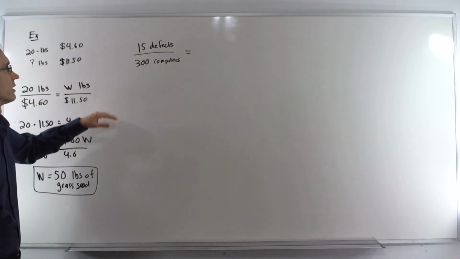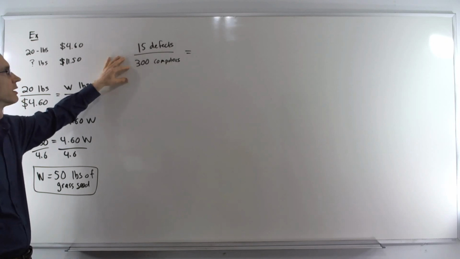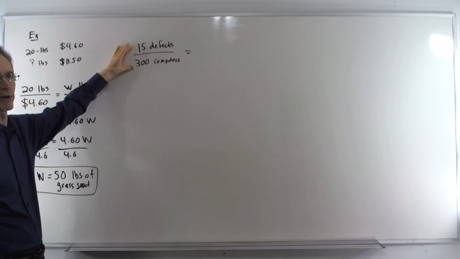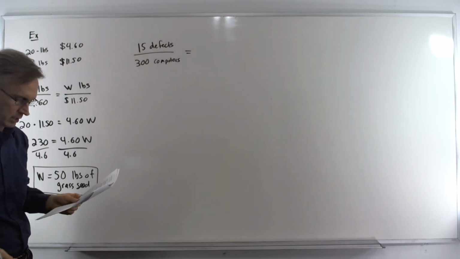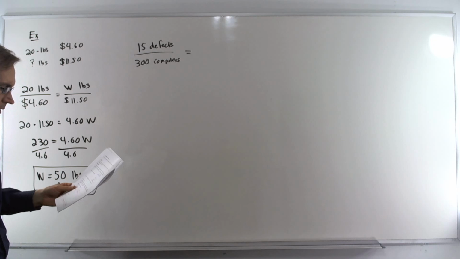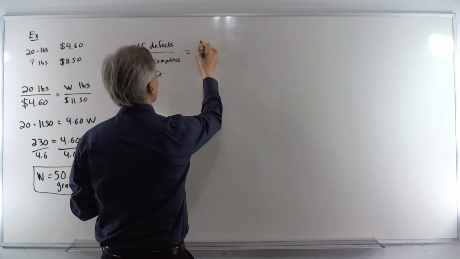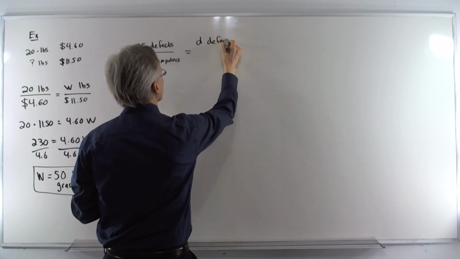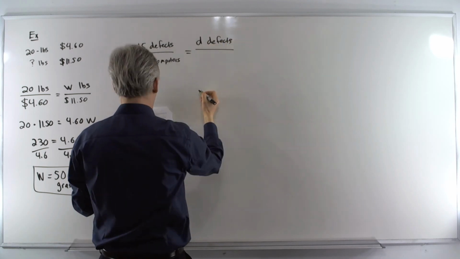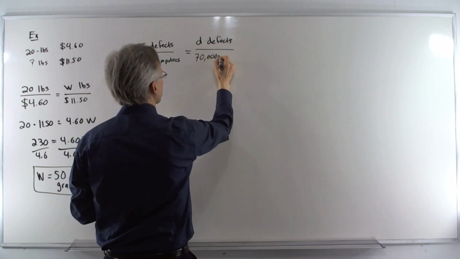So the first rate, we have a rate of 15 defects for every 300 computers. That should go together in one fraction because those two values are associated with each other. Now we want to know how many defects there will be. We don't know the number of defects, so that's going to be our variable, D defects, out of 70,000 computers sold.